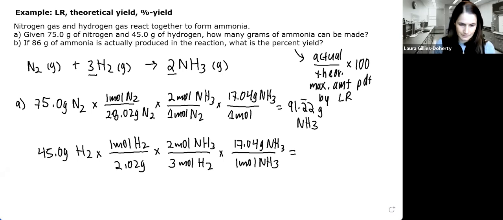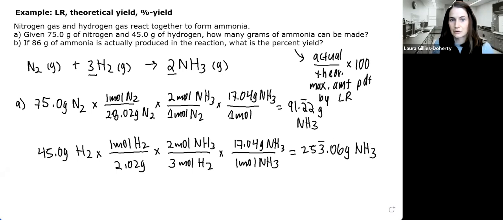And I get 253.06 grams of ammonia. And that would have 3 sig figs if we were done with our problem. Okay, so now we know which our limiting reactant is. N2 is our limiting reactant because it made the least amount of ammonia, made 91.2 grams versus if we reacted all the hydrogen and make 253 grams.